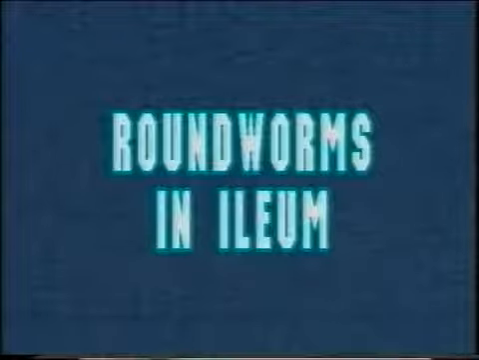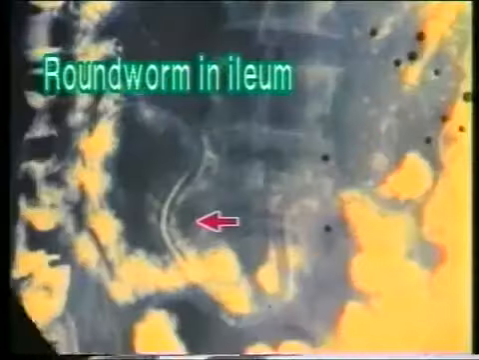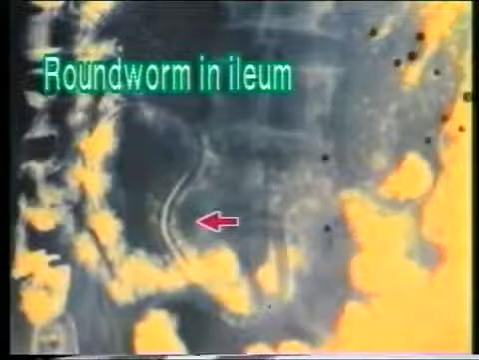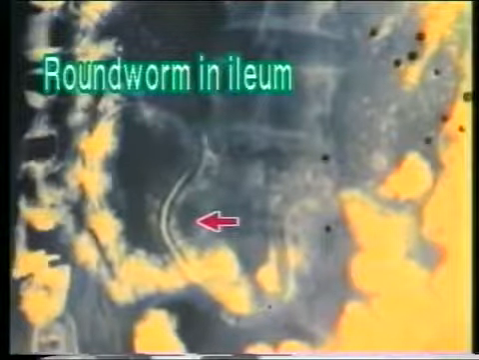Roundworms in ileum. This X-ray shows a single roundworm in the small intestine. In a close view, note that it is the gut of the roundworm that is lined by the barium, while its body casts a negative shadow.